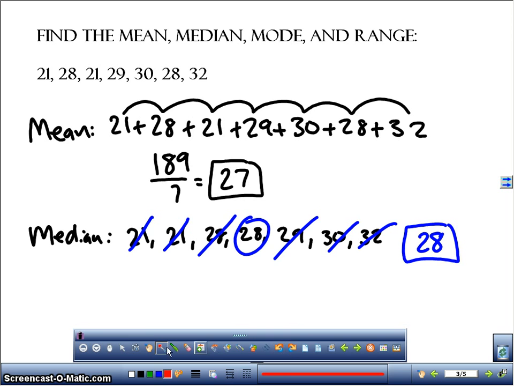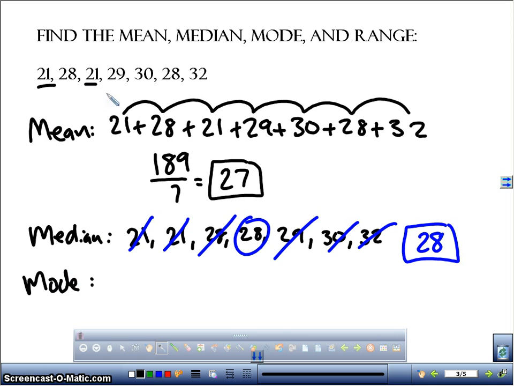Alright, the mode is the number that occurs most often. I've got 21 twice and 28 twice, so I'm going to write 21 and 28, and that is my mode. A lot of times you only have one number. This time we have two. That's okay.